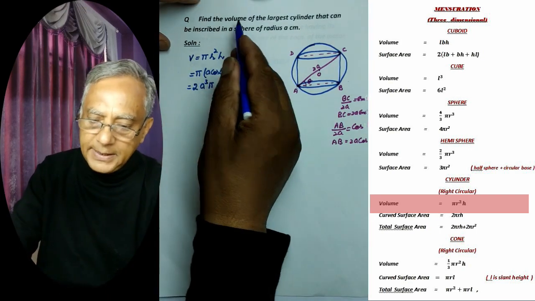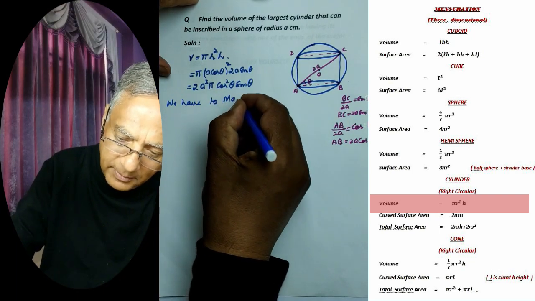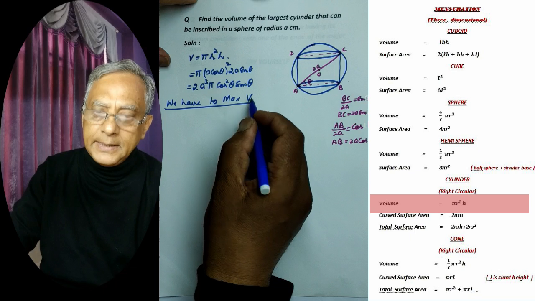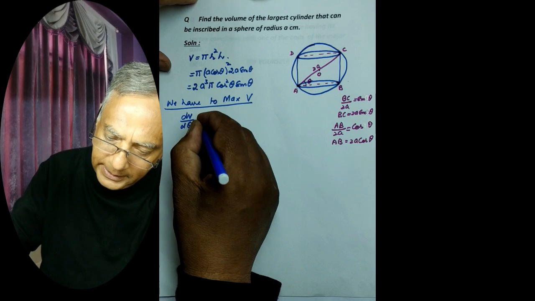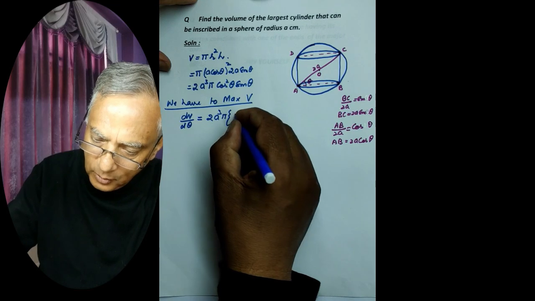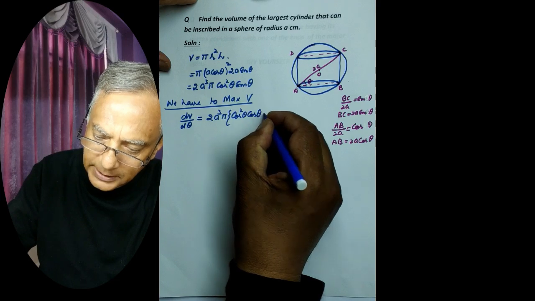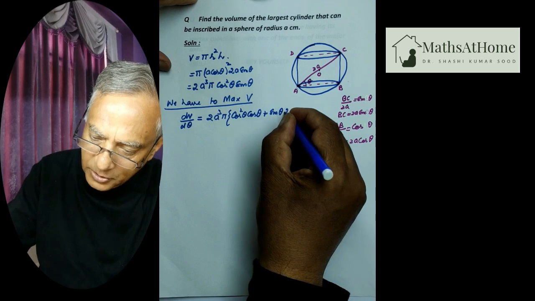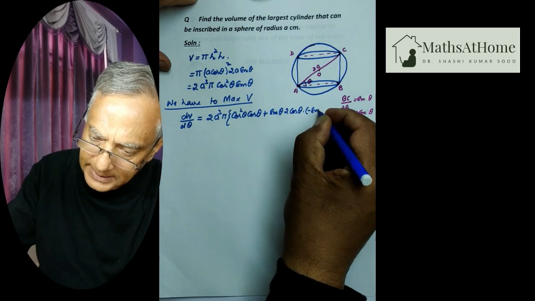And we have to maximize the volume. We have to maximize V. So what we do is we find the first derivative. dV by d theta is equal to 2a cube pi into first function into differentiation of second. Differentiation of sine is cos theta, plus second function, that is sine theta, into differentiation of this. Differentiation of this is 2 cos theta into differentiation of cos, which is minus sine theta.